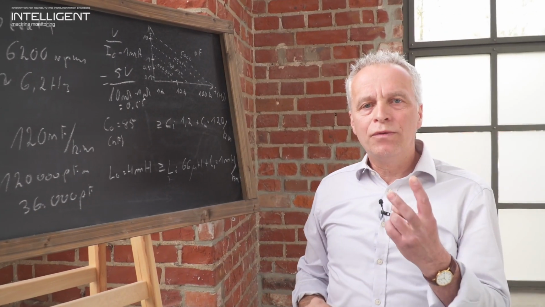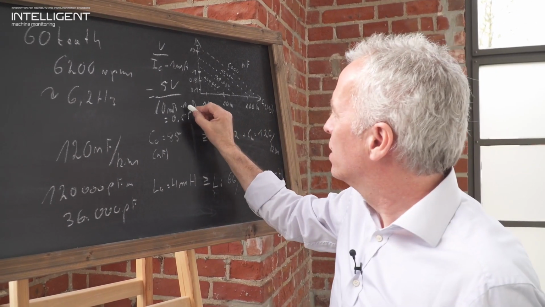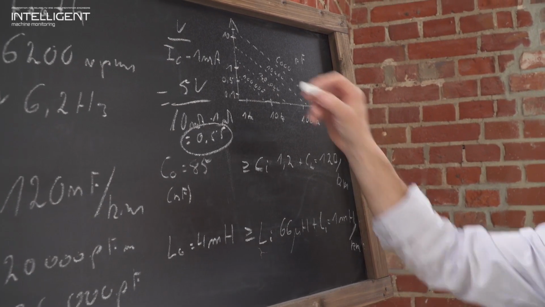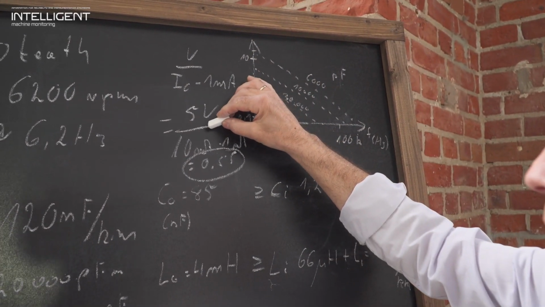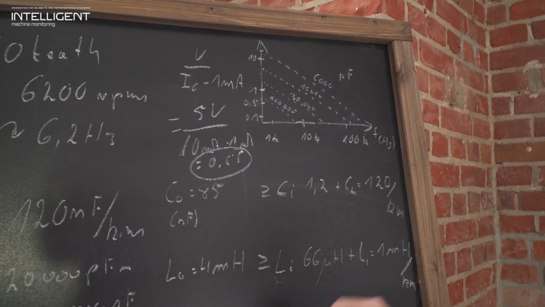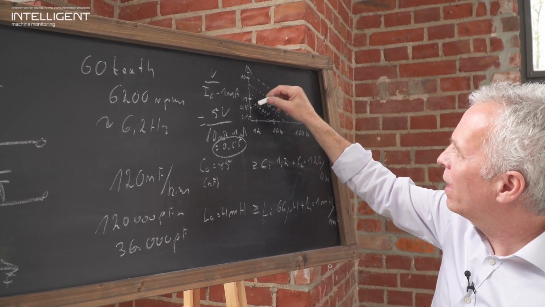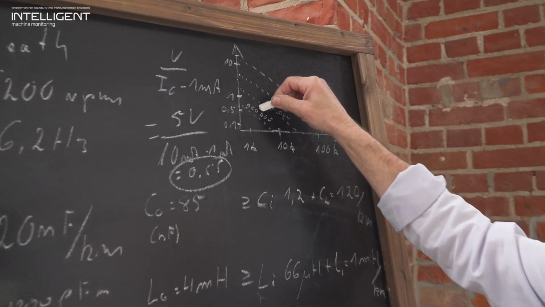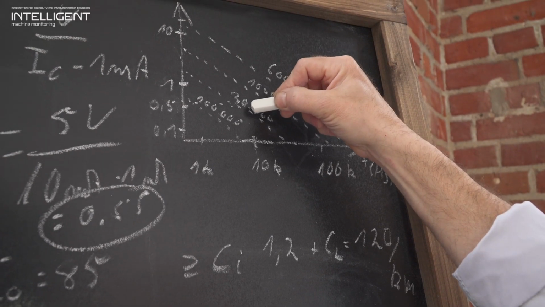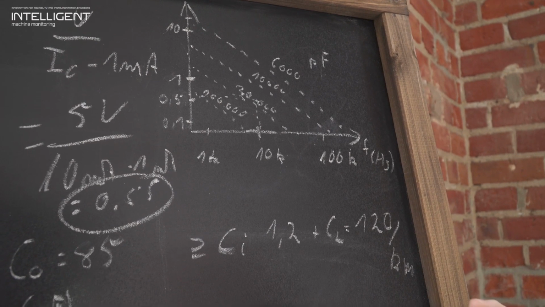Now we already know two variables. We know the relation between the output voltage of the sensor and the current of the input card, 0.55, and we know the capacitance of the cable. So if we now draw a line from this value up to the graph of this cable, around 30,000 picofarad, and we go down, we land at the value of 10 kilohertz.